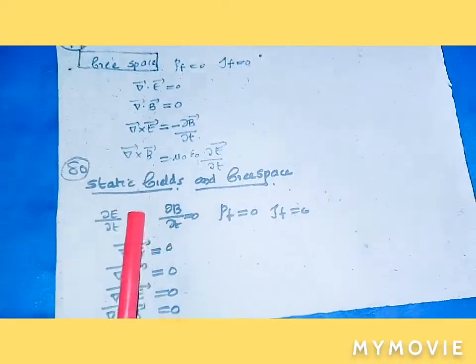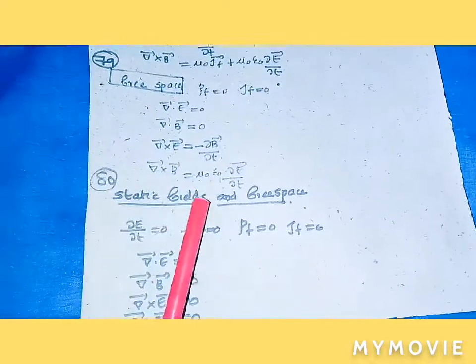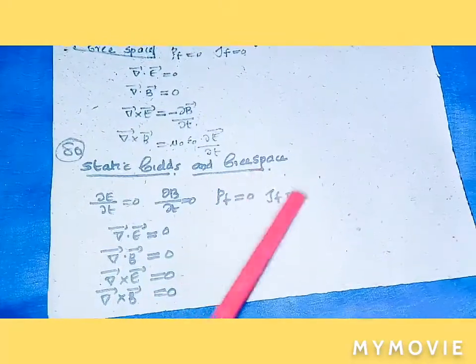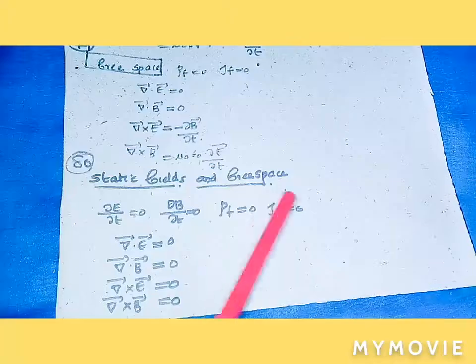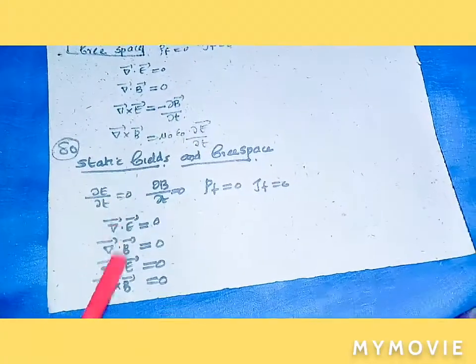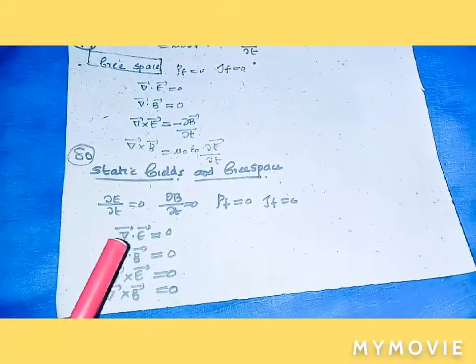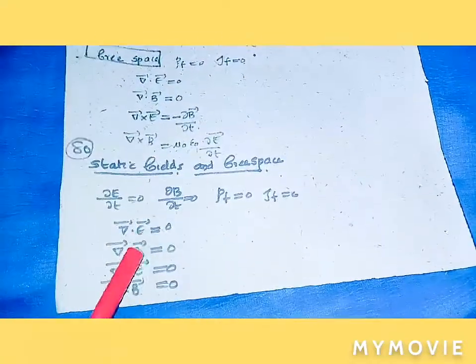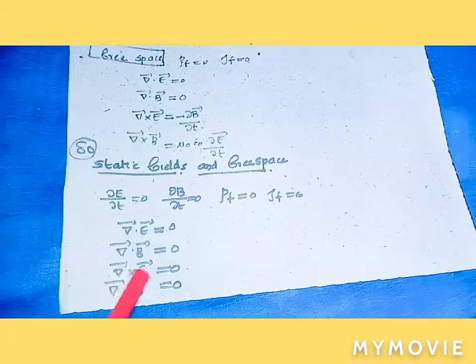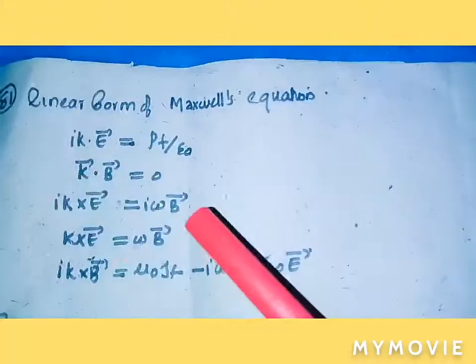For static fields, we know that the time derivatives of electric and magnetic fields are 0. JF and rho F are 0. Static fields and free space. So all the equations will be equal to 0. Del bar dot E bar is equal to 0. Del bar dot B bar is equal to 0. Del bar cross E bar is equal to 0. Del bar cross B bar is equal to 0.